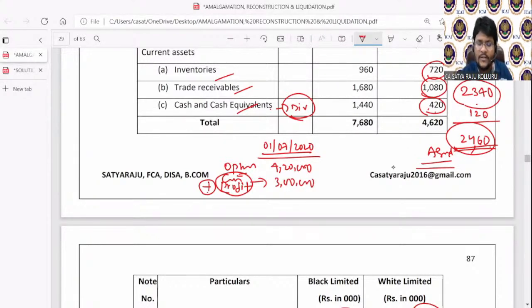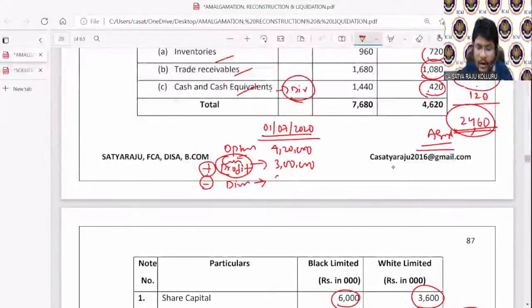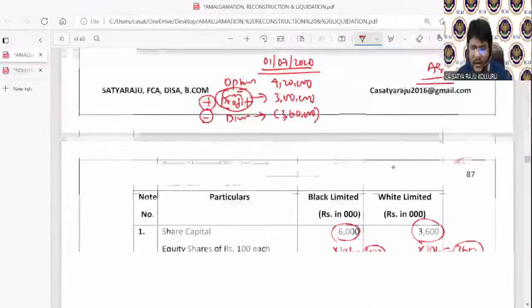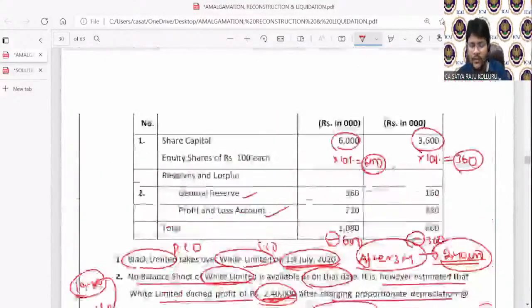But one more transaction occurred. You declared the dividend in both the companies. In White Limited, the dividend declared is 3,60,000, so you reduce the dividend of 3,60,000. Apart from that, there is no other cash transaction. Profit is one thing; the other is that you declared and paid the dividend, which is another cash transaction. Apart from this, there is no other cash transaction.